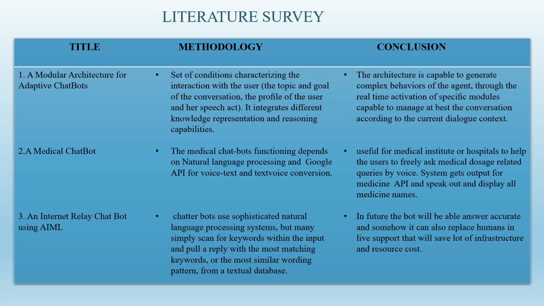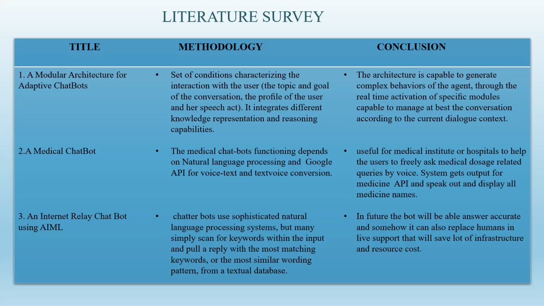And also the Google API. Google API speech to text enables the developer to convert audio to text by applying artificial neural network models in an easy to use API. Coming to the conclusion of this paper, it is mainly useful for medical institutes or hospitals to help users freely ask about medical dosage or related queries by voice-based commands.